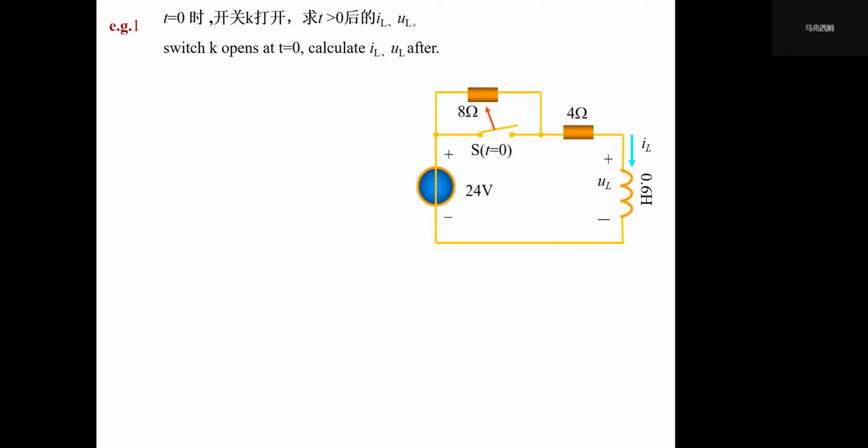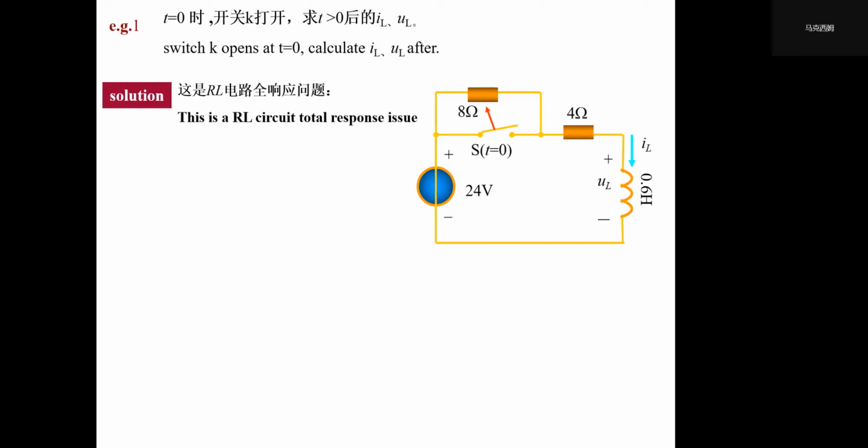So let's see an example. At time zero, we open up the switch, and we would like to calculate the corresponding iL and uL after time zero. We can do it in two ways. We can divide them into two parts, zero state and zero input. And we also could do it with the compulsory and the free component. So this is a typical RL circuit total response problem.